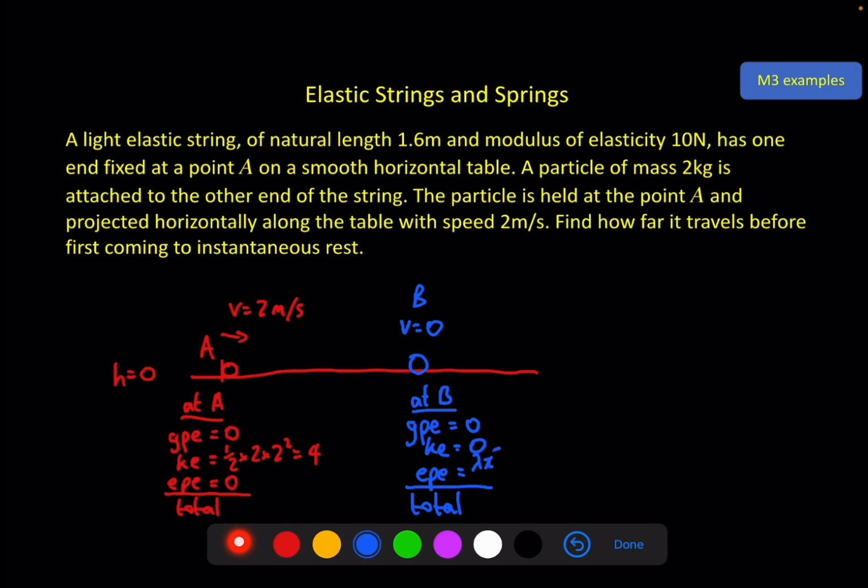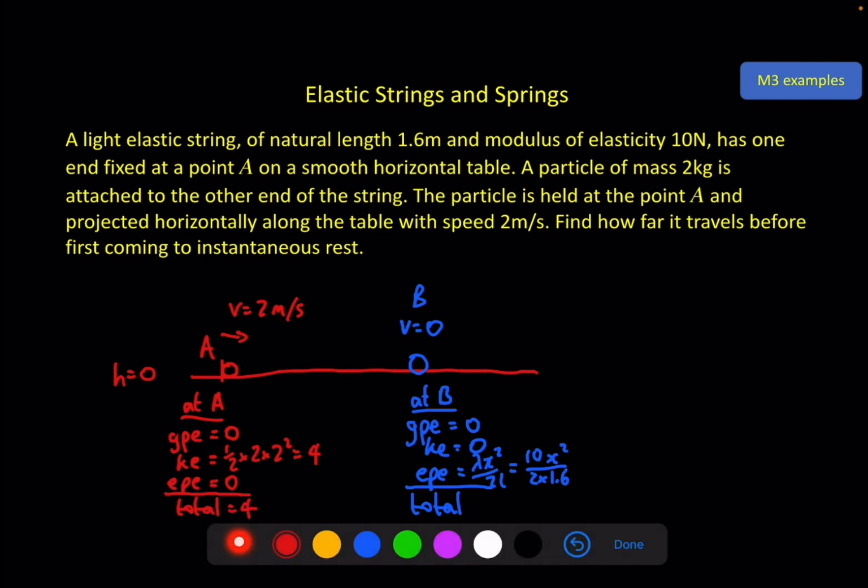We know the expression though is lambda x squared over 2L, where lambda is 10 and L is 1.6. So we don't know the total at B yet because we don't know x. We do know the total at A is 4.